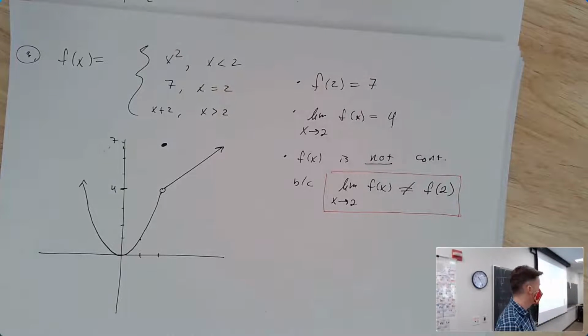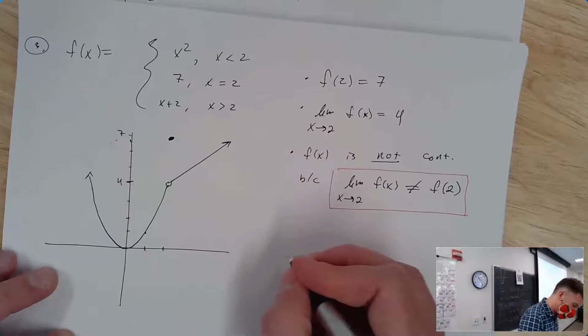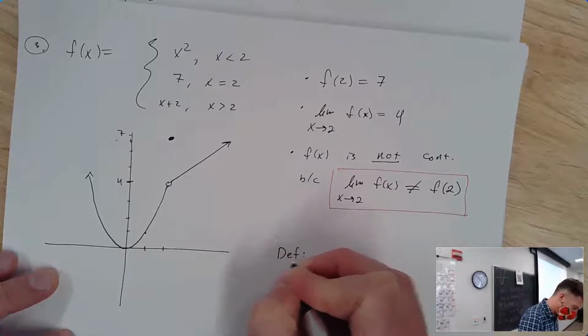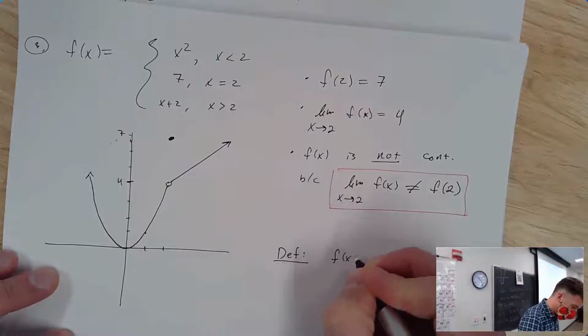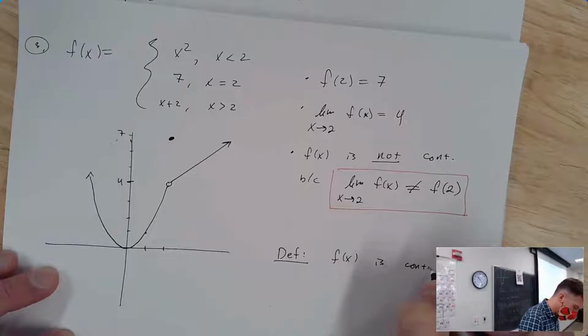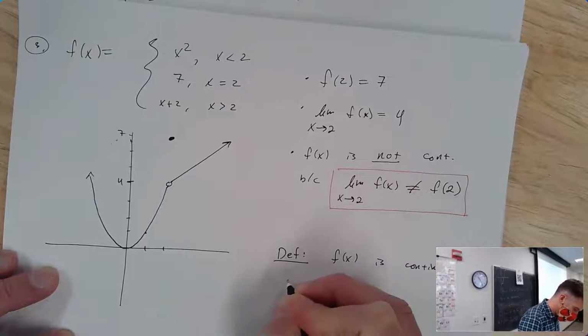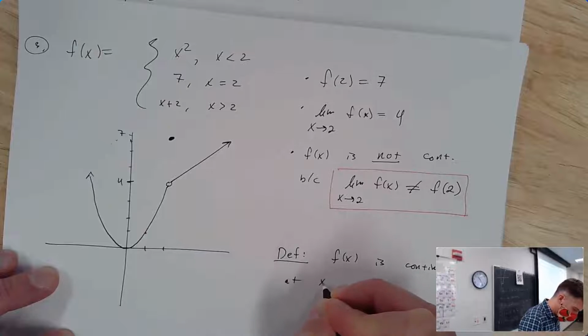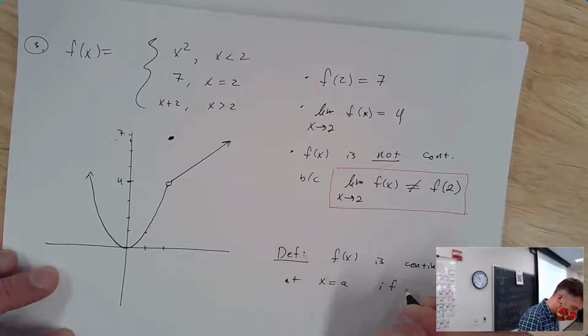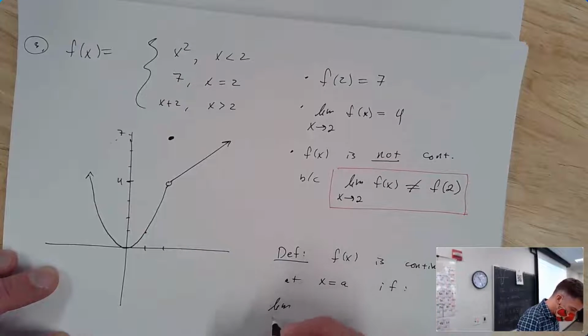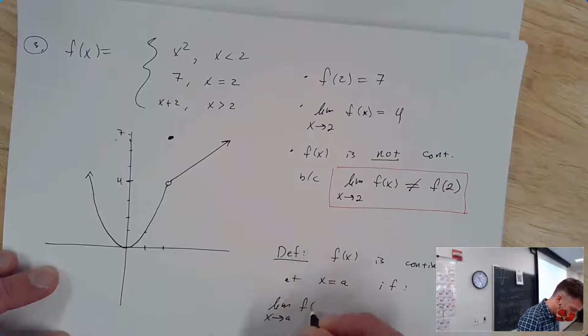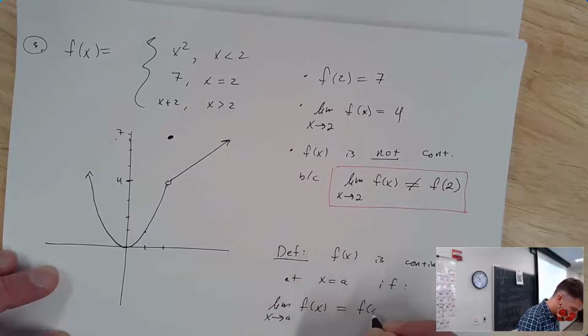For the function to be continuous, you have to have the limit. I should say, let me just write it down actually. So, definition. F of x is continuous at x equal to a if the limit as x approaches a of f of x is equal to f of a.